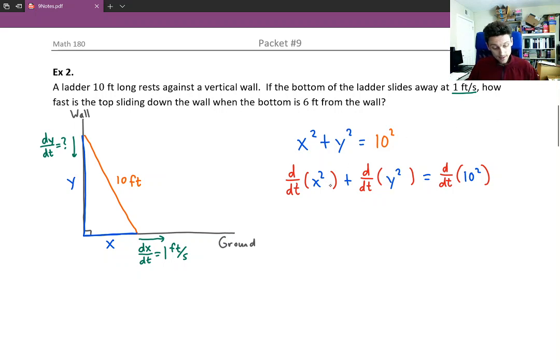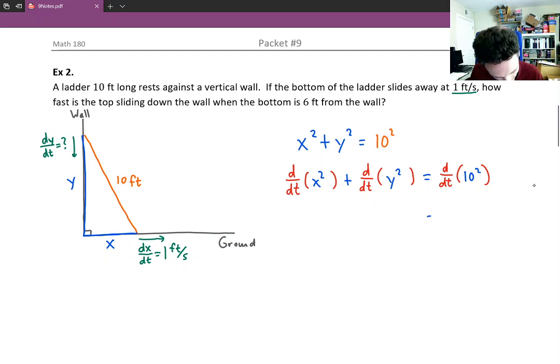Now x is changing as time is changing, right? That horizontal distance between the wall and the bottom of the ladder is increasing as time is increasing. Y is also changing as time is increasing. So y is actually shrinking as time increases. And then 10 squared, that doesn't change at all when time changes. That's just a constant. So the derivative of 10 squared is just going to be 0.